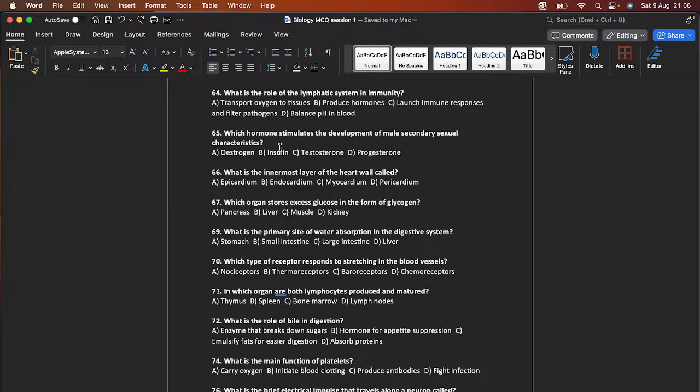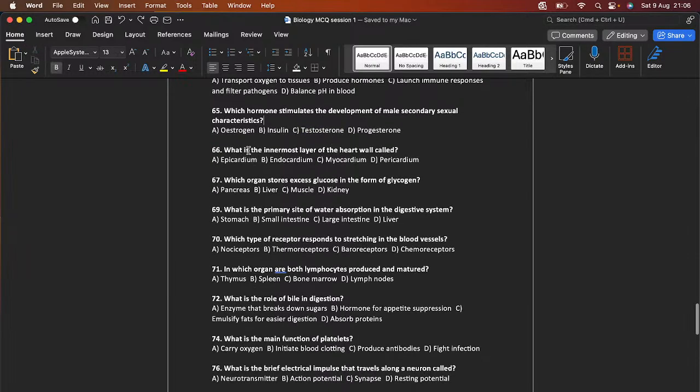Which hormone stimulates the development of male secondary sexual characteristics? So I think this is straightforward. It's testosterone. Okay. What is the innermost layer of the heart wall called?